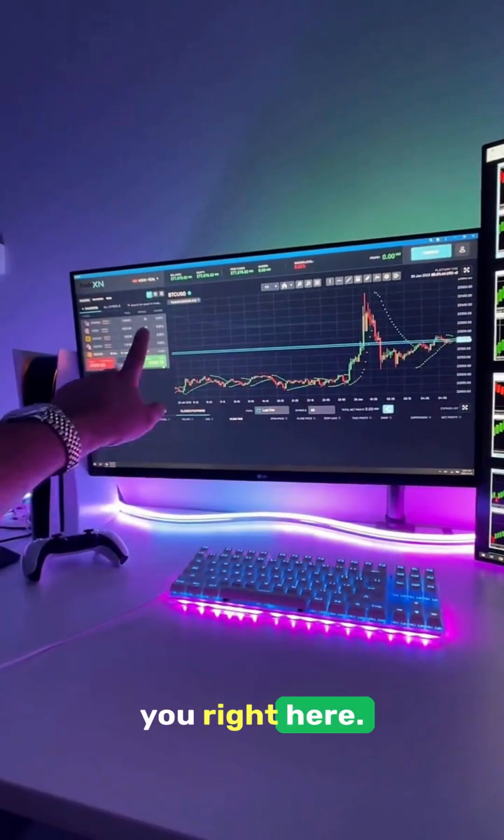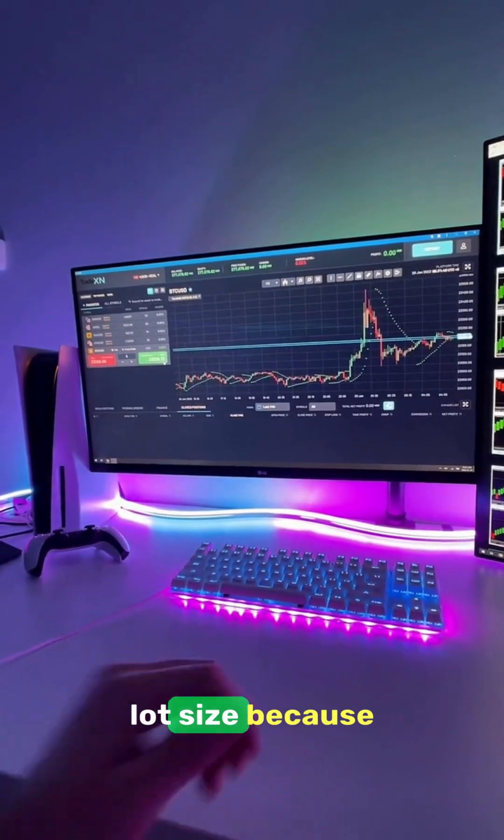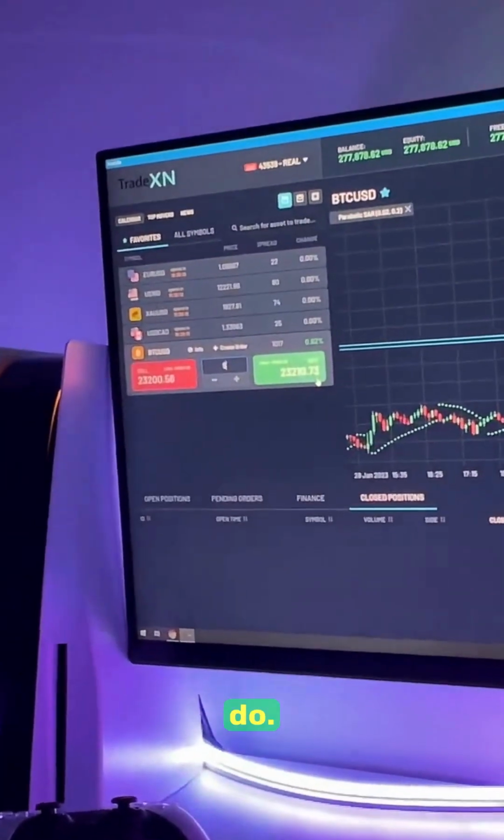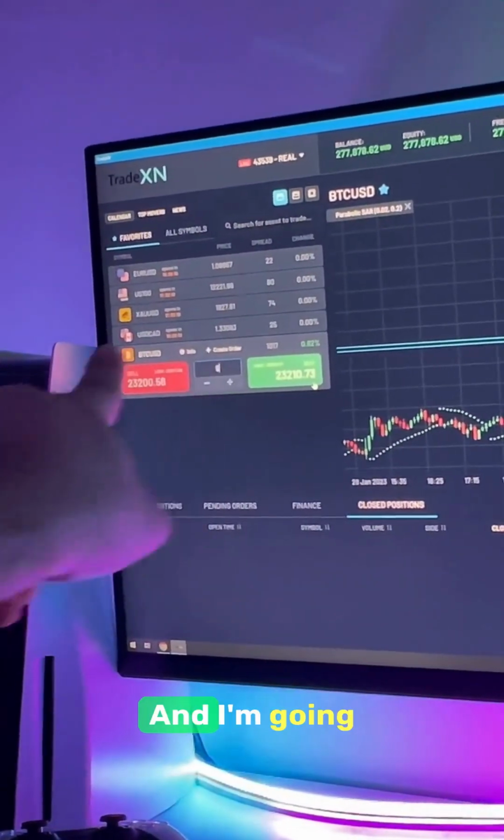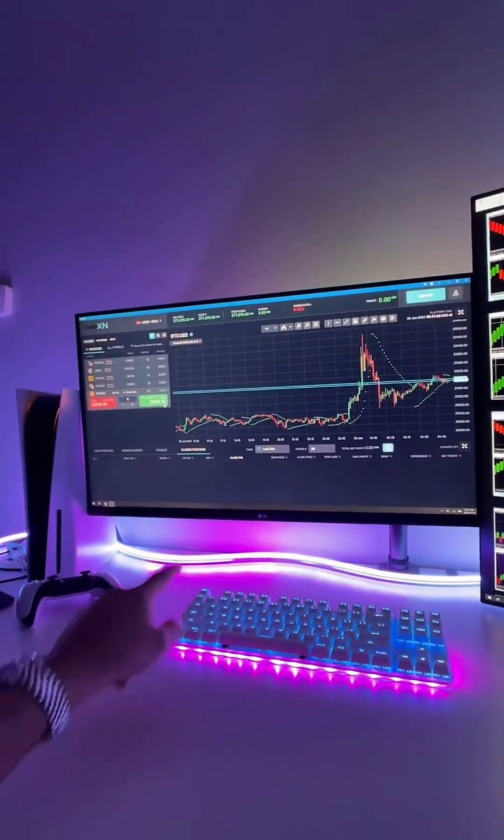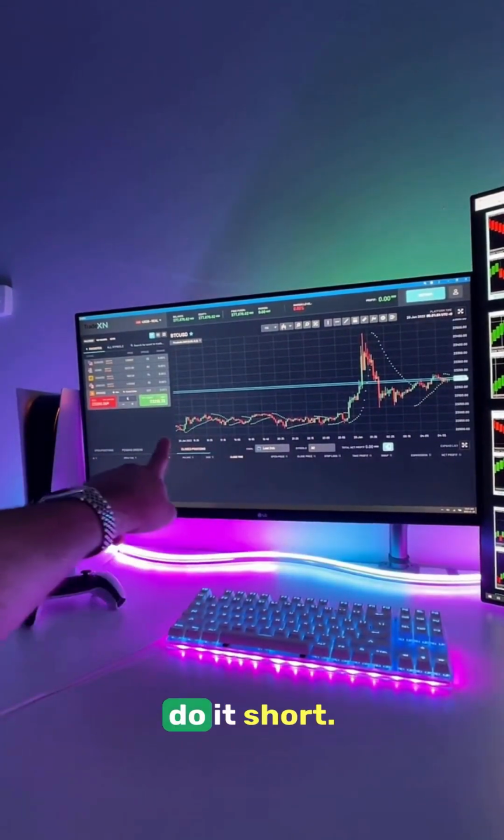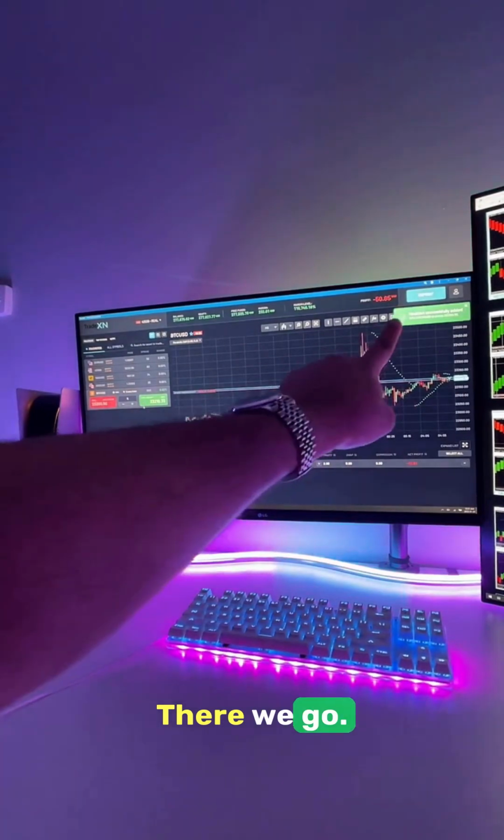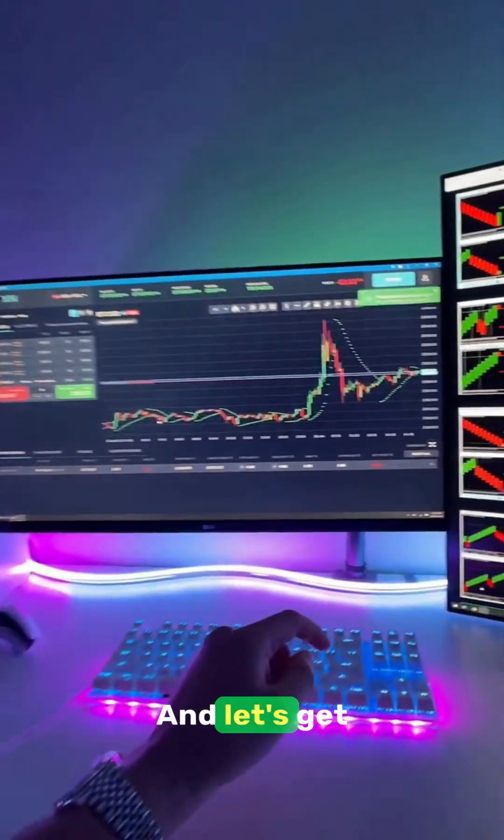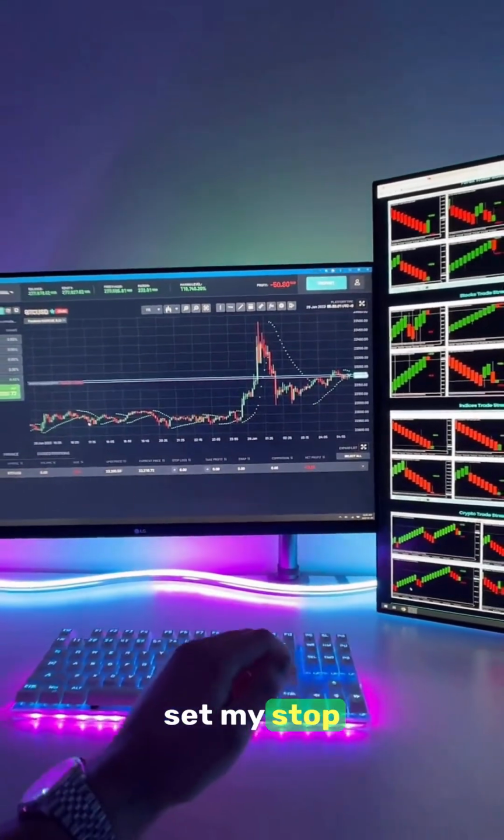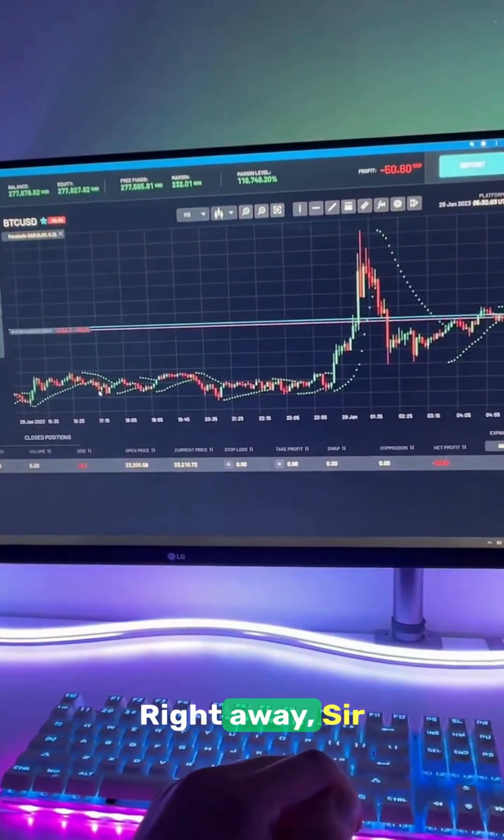And I'll show you right here. So it's going to be 5 lot size, because you guys know that's what I do. So 5 lot size right there, and I'm gonna enter a short position. So let's just go ahead and do it. Short, there we go. Trade executed, and let's get started. I'll show you guys how I set my stop loss and take profit right away.